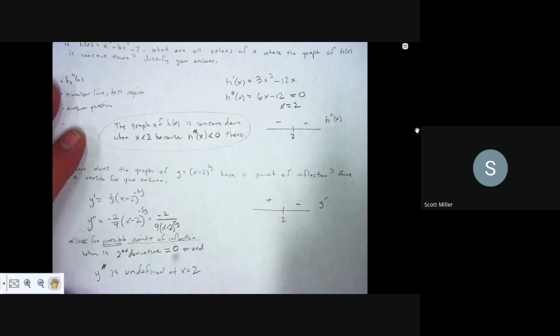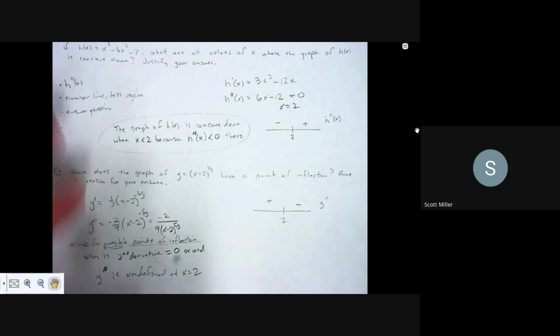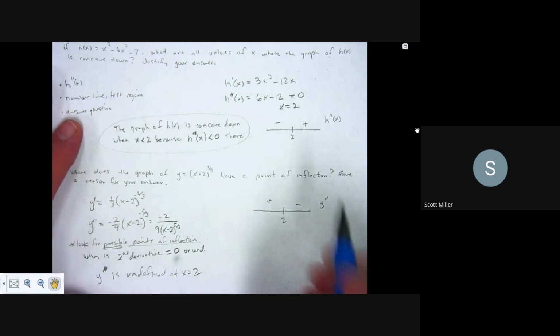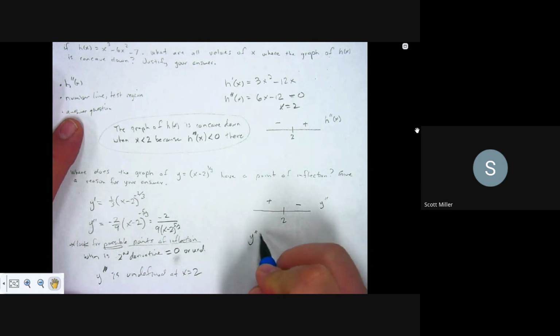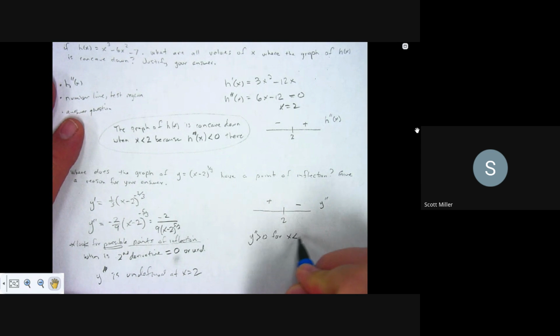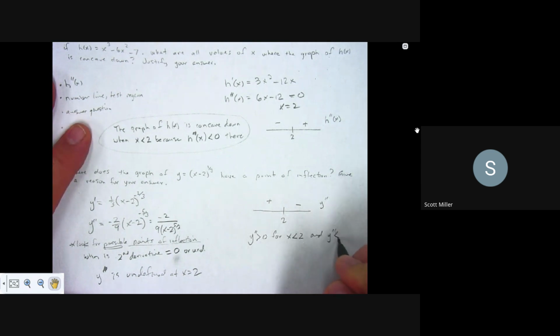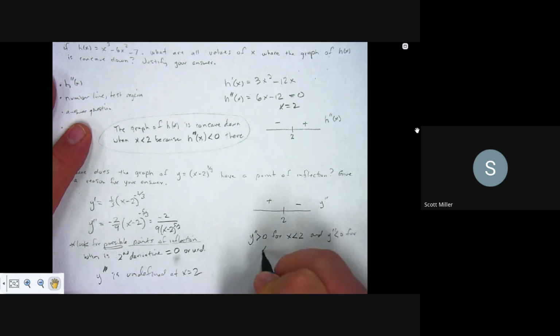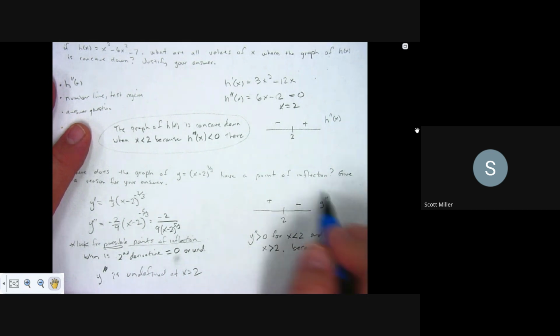So how do I express my answer here? There's a couple ways to do it. Here's one I'm going to write right here. So y double prime is greater than 0 for x less than 2. And y double prime is less than 0 for x greater than 2. Because I just basically stated, I cannot use this. I have to state what this is saying. That's why I had to write that.